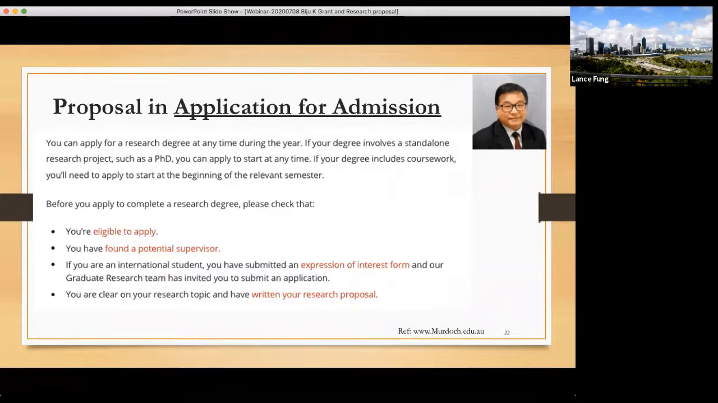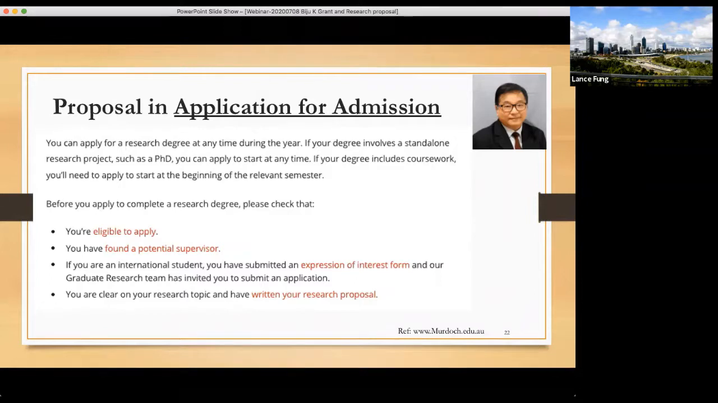In our university, the process is, you put in an expression of interest form. This is not the proper application for admission, so this is only an indication. Then this will be circulated among the staff, because you may say, oh, I haven't met the staff before. The university may circulate it among the staff, and then the staff may get in touch with you and discuss and negotiate what's the project you want to work on.